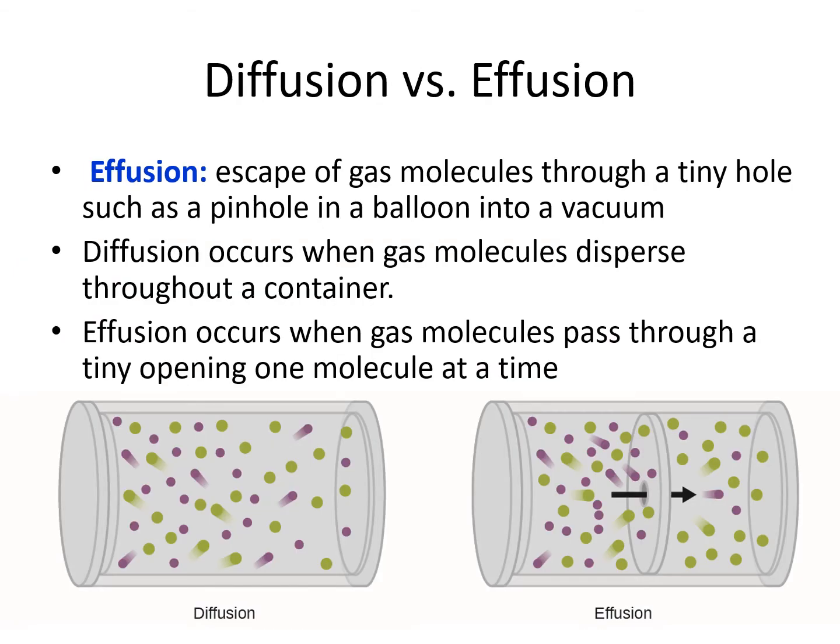Another property of gases is effusion. Effusion is escape of gas molecules through a tiny hole, like a pinhole in a balloon, into a vacuum. Effusion and escape both start with E, so that's one way to remember it. With diffusion, gases are spreading around a container. With effusion, they're starting in a container and leaving through a tiny opening. They escape one molecule at a time, so it's a really, really tiny hole.